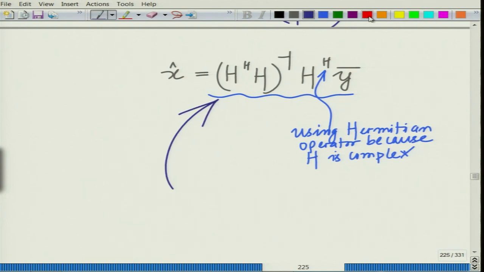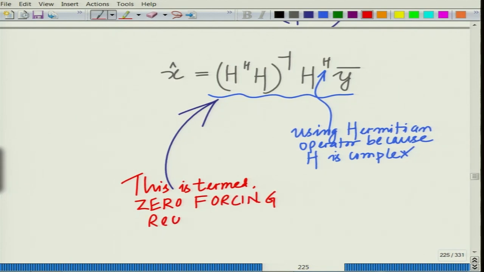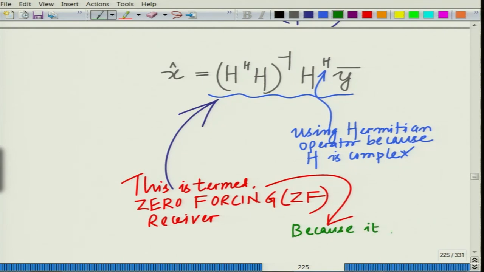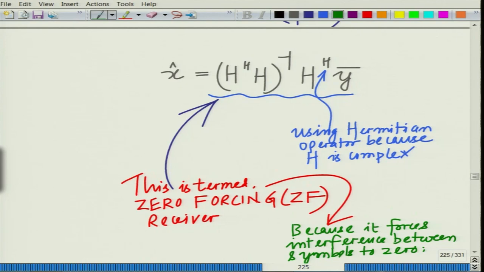This receiver is known as the zero forcing or the ZF receiver. The name arises because it forces the interference between the symbols to 0.